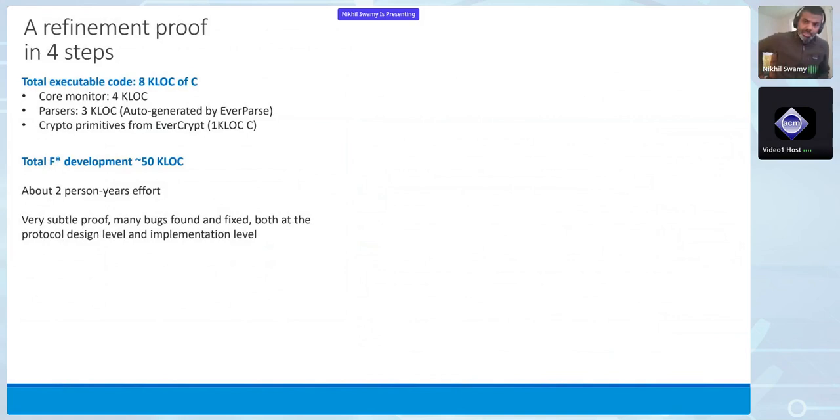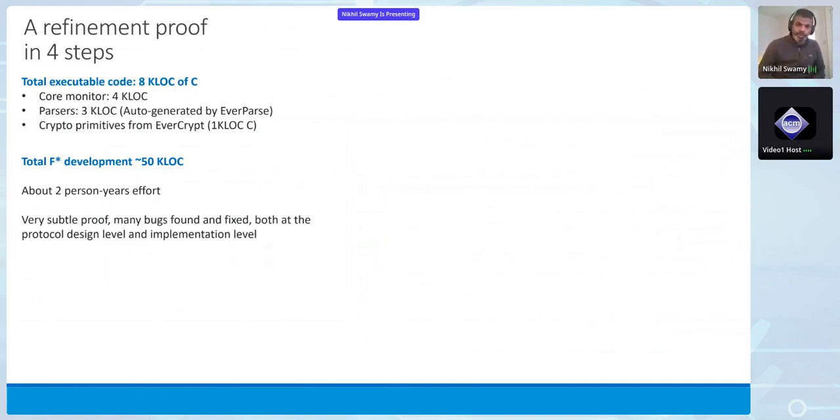Now, for the rest of the talk, let me just give you a glimpse into what the proof looks like. So the proof of FastVer is a refinement proof in 4 steps. The total executable code that we get out of our proof is about 8,000 lines of C code. The core monitor itself is compact, which is what enables us to run it in the TEE. But it's compact but subtle.